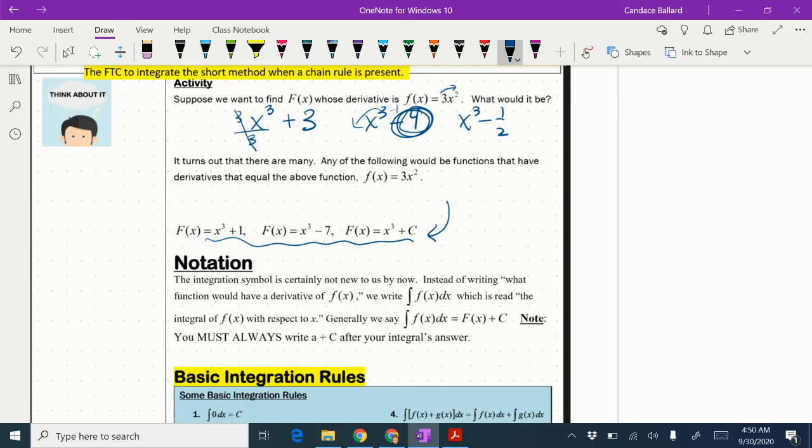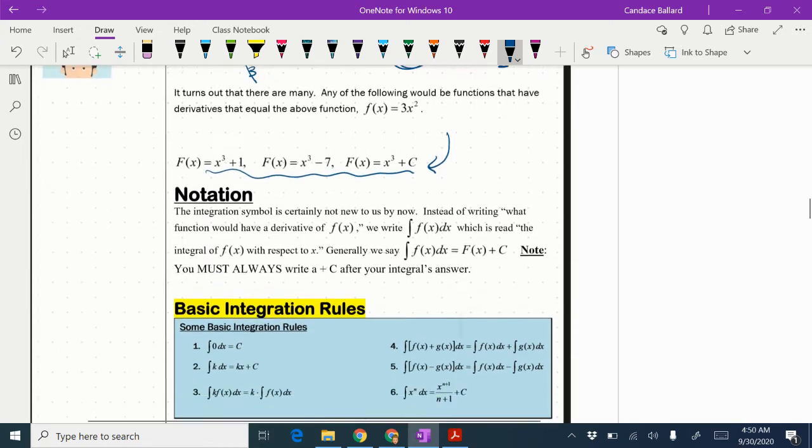So the integration symbol is certainly not new to us by now. Instead of writing what function would have had the derivative f of x, we write the integral of f of x dx, which is read as the integral of f of x with respect to x. Generally, we say that the integral of f of x dx equals the antiderivative F plus c. Note, you must always write plus c after your integral's answer.